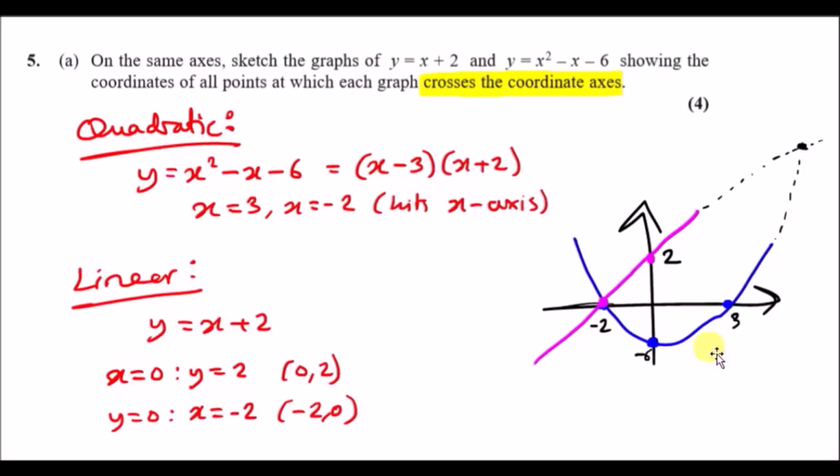Another way to figure this out is literally just plug in x equals 0, because remember, it's on the y-axis. And if you're on the y-axis, x is 0. So if x was 0, y is minus 6. So that's done. The linear one's even easier.